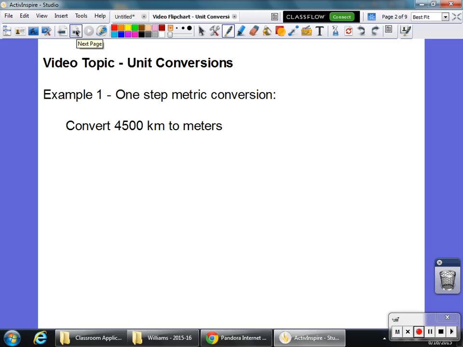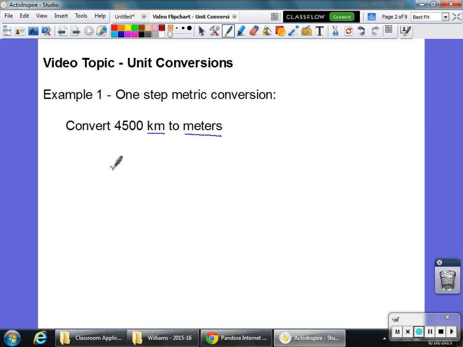of unit conversions. The first one is what we consider a one-step conversion, and we're going to convert 4,500 kilometers to meters. In this case, what you want to notice is that we're looking at a unit with a prefix compared to a base unit, which would be meters, just m. Anytime a base unit is involved in a unit conversion, it is going to be a one-step problem.